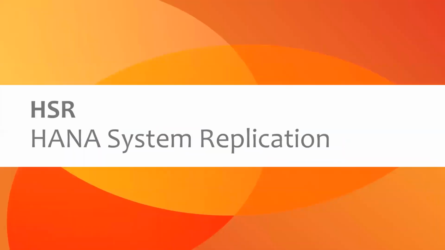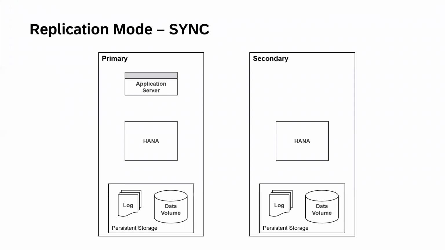So here is the example, HANA system replication. The first one is your replication mode, sync mode. What happens in your sync mode? Now this is an example of your environment or landscape. The first one is your primary system, and the second one is your secondary system. On the primary system, you have your HANA instance, plus your database or the persistent storage, that is your log files and the data volume.